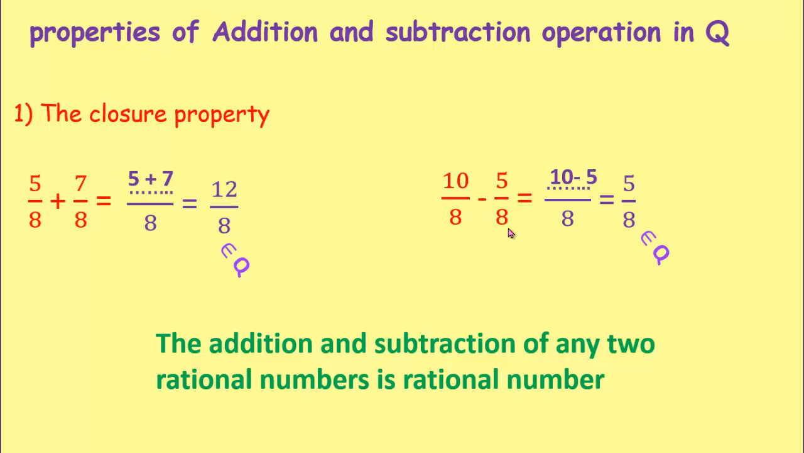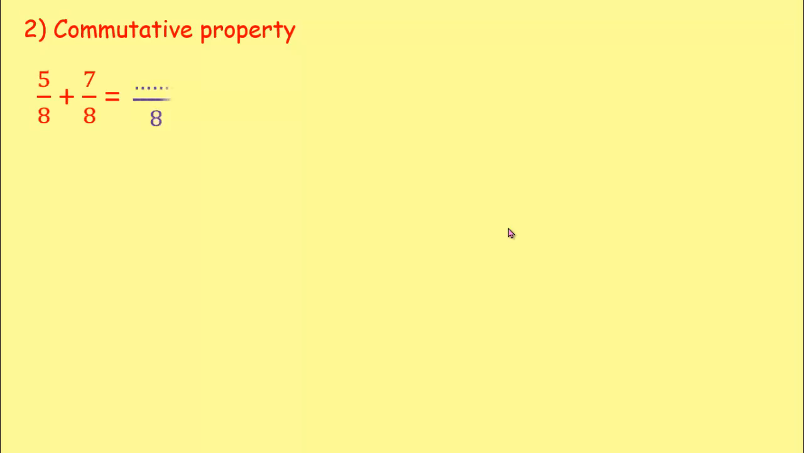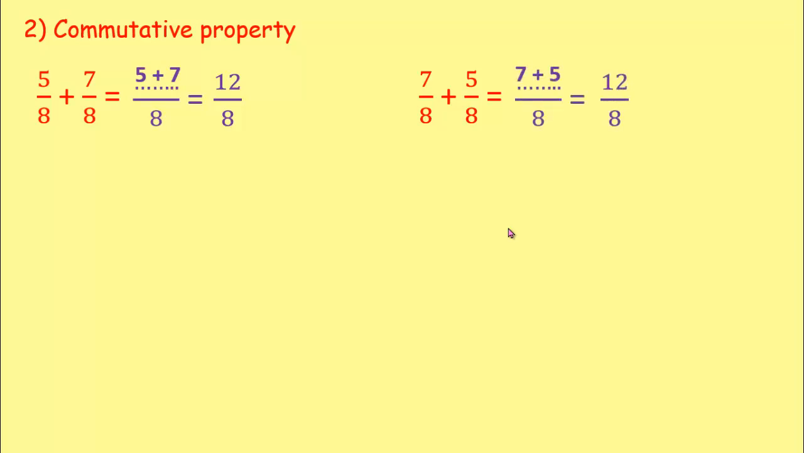Let's go now and see the second property that we have studied before. It was the commutative property. What was a commutative property? For example, if I have 5 over 8 plus 7 over 8, this is equal to 12 over 8. And what if I change the position of the two rational numbers, having 7 over 8 plus 5 over 8 this time? I will have an answer of 12 over 8. Have a look here. Order doesn't matter.